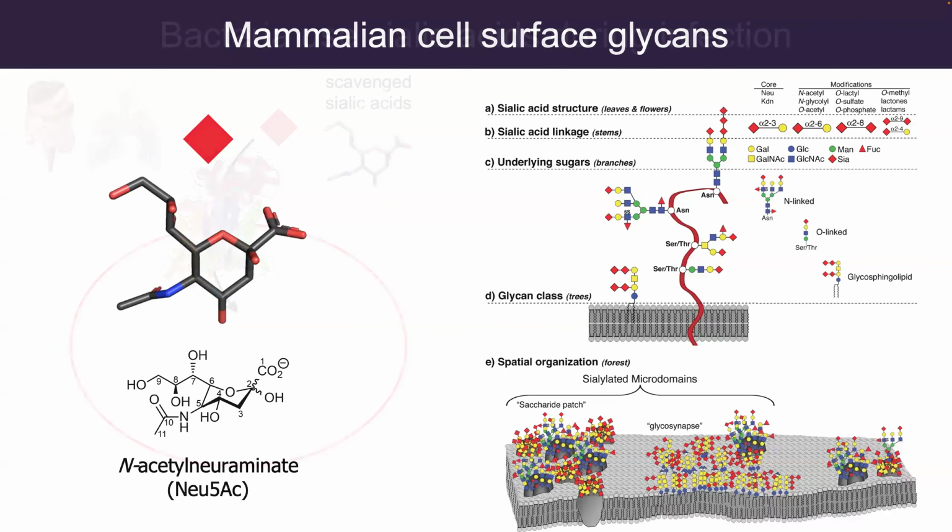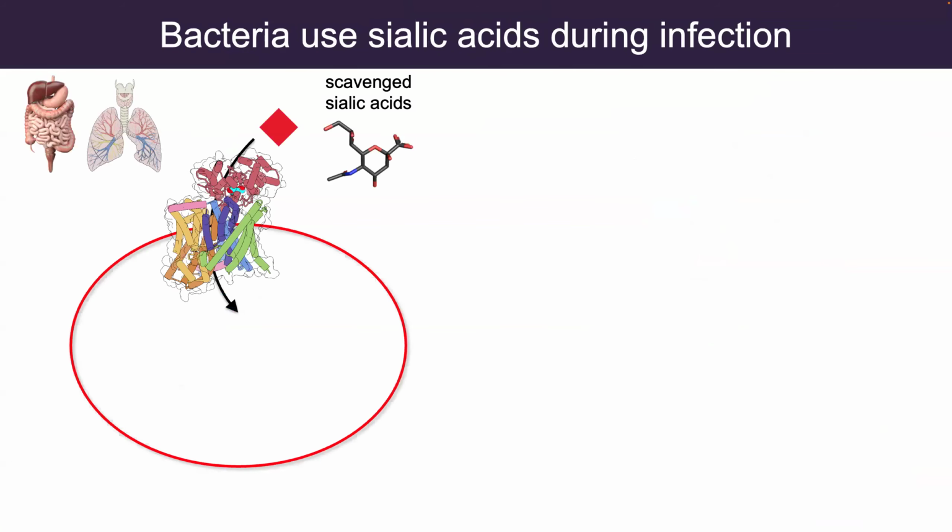So why is that useful for bacteria? Well, if you have a bacterial infection, particularly if it's a bacterial infection in a mammal, then it turns out that those bacteria have evolved the ability to scavenge sialic acids from the cell surface. And why do they do that? Well, they secrete enzymes that go off into the solution, and then they cleave off the sialic acid from the glycans, and then they import the sialic acid into the cell through a transporter.